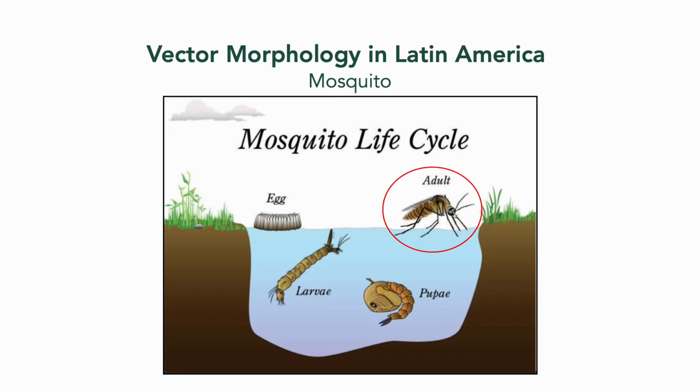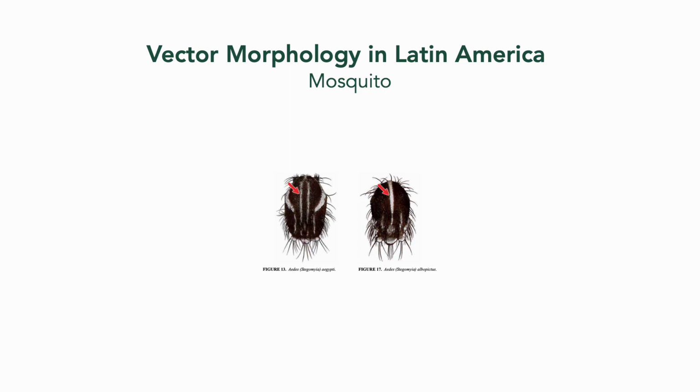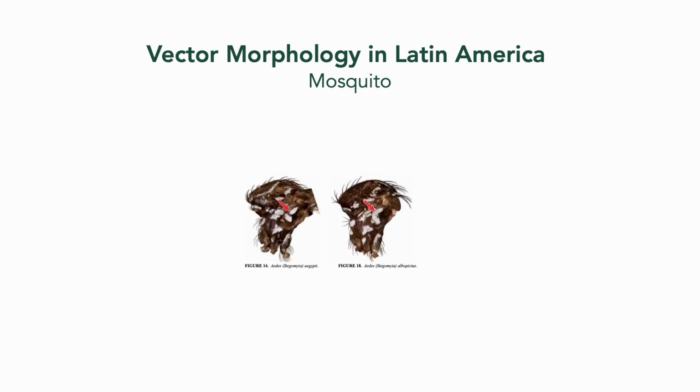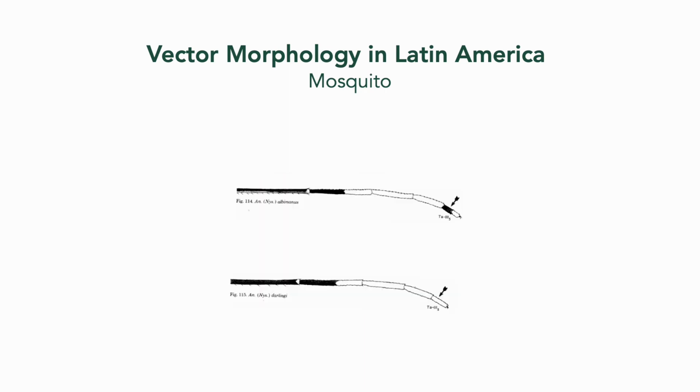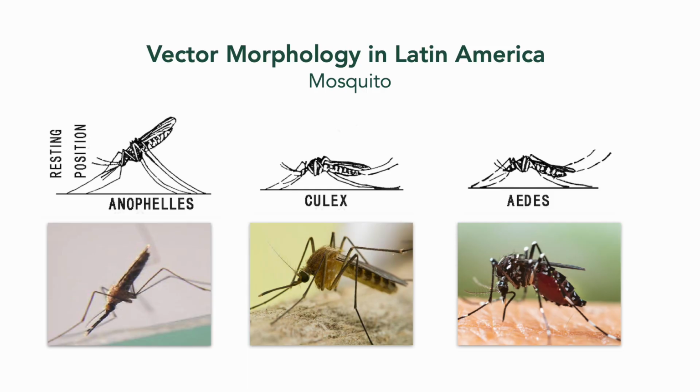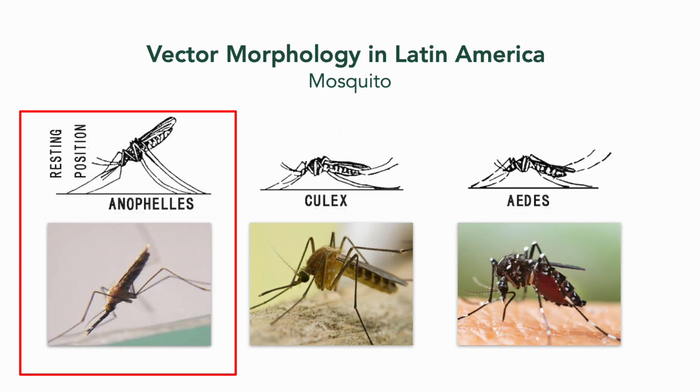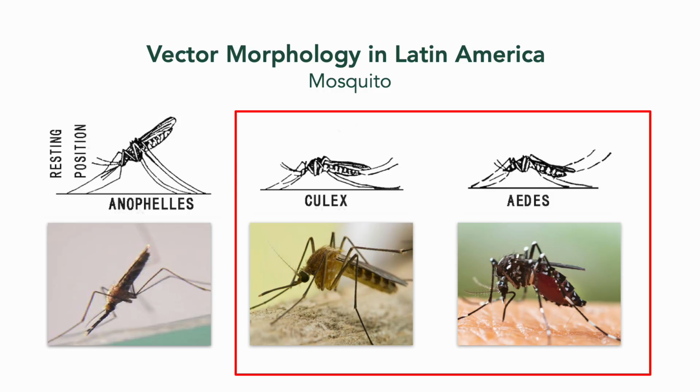The final stage of the mosquito life cycle is the adult. Identification relies on morphological features of the head, thorax, abdomen, and leg scaling. However, researchers can make a quick determination between Anopheles, Aedes, and Culex by noting the mosquito's resting posture. Anopheles species typically rest with the abdomen angled upward, whereas Aedes and Culex tend to rest horizontally.